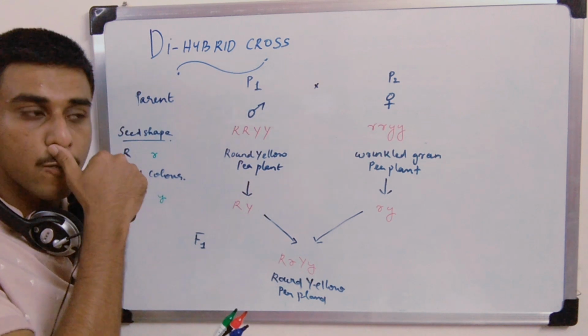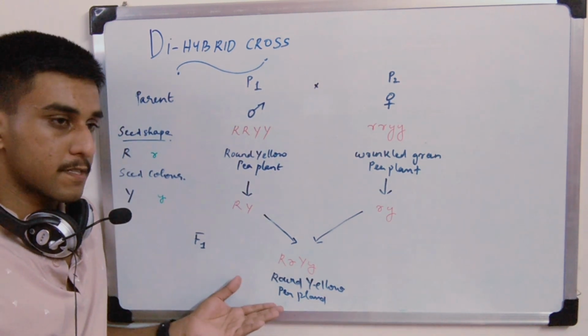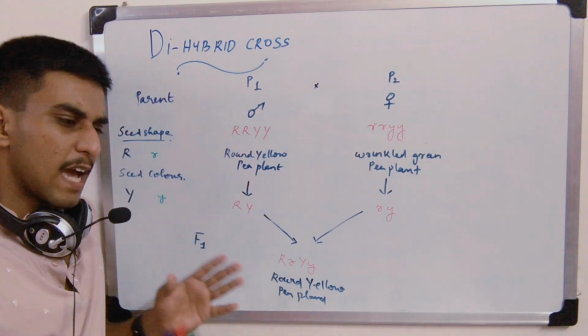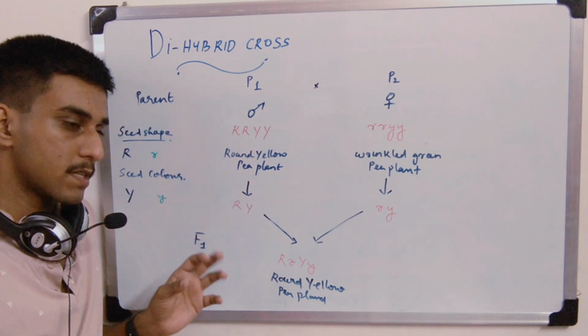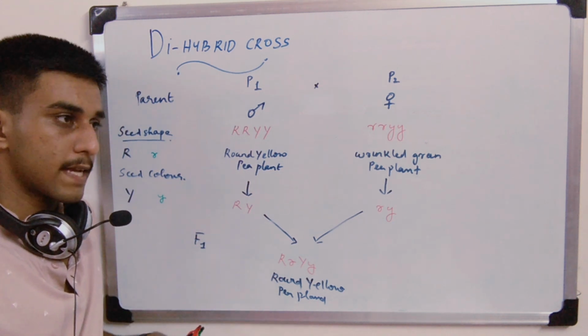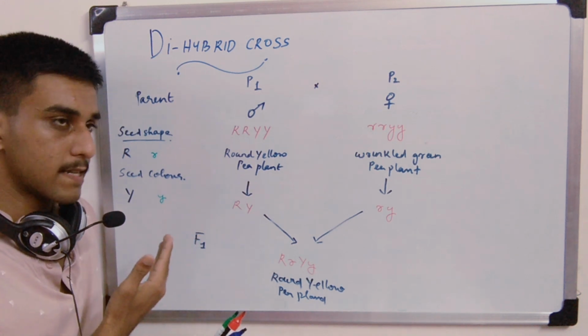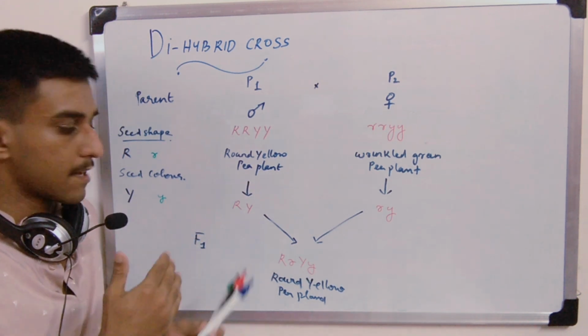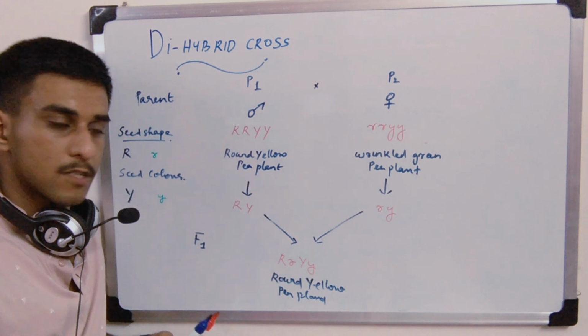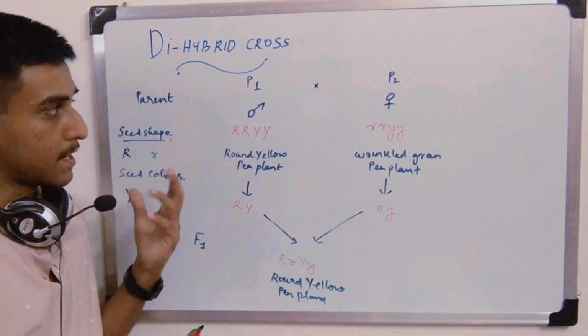One of the parents has been expressed in the next generation. Every pea plant in the F1 generation will have round yellow seeds, so its mother's phenotype is not expressed, only its father's phenotype is expressed in the F1 generation. So this is the first part of Mendel's dihybrid cross.